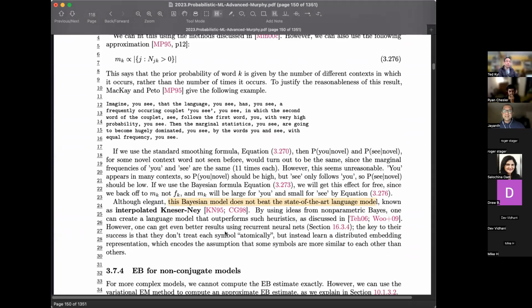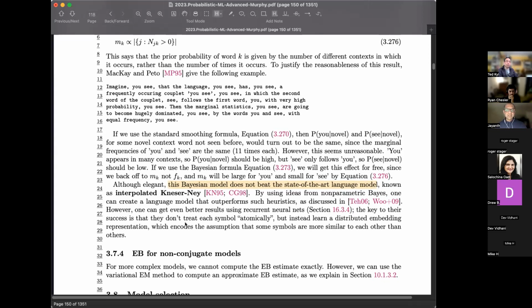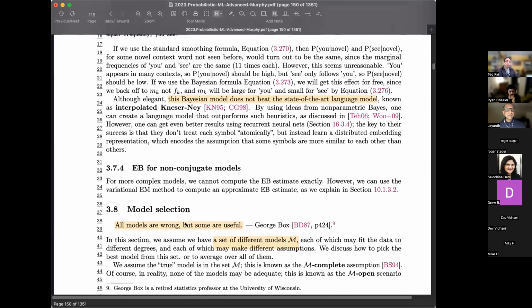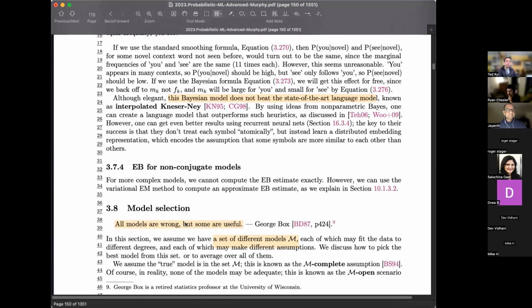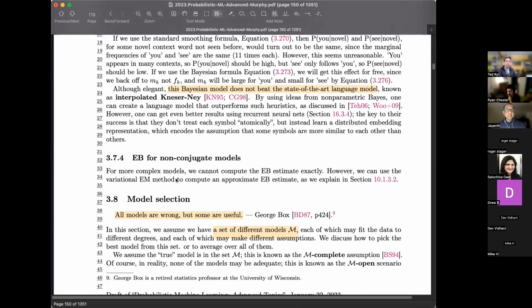And he says that there are better models. This one doesn't beat the state of the art, and there's another model that is better than this one. And then there are non-conjugate models, which make it even more complicated. And again, we go to a variational EM method, and we punt this to section 10.